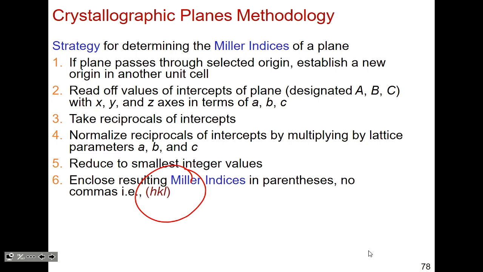So you have this whole list. You still have to select your origin. You read off your intercepts. You take reciprocals, and then you normalize the reciprocals to get integers, and then you reduce to the smallest integers possible, and then you put it in parentheses. So it's a little bit more involved in terms of the steps, but honestly, the convention is the same in terms of the way you view your unit cell. It's just more steps to think about is all.